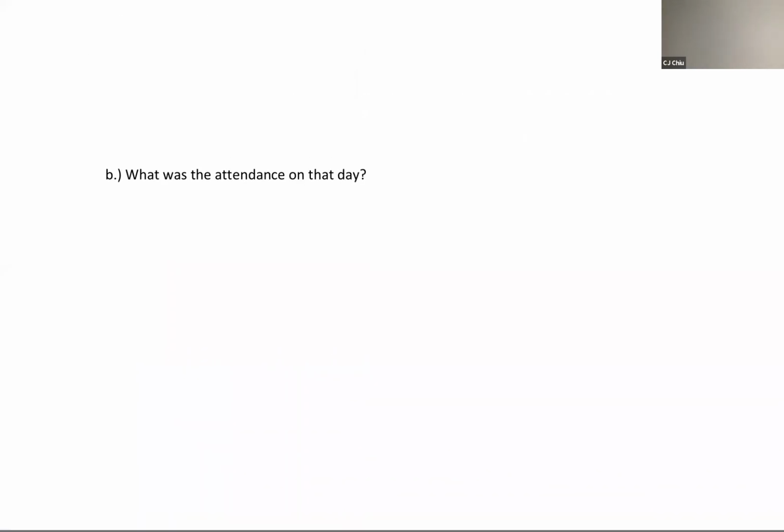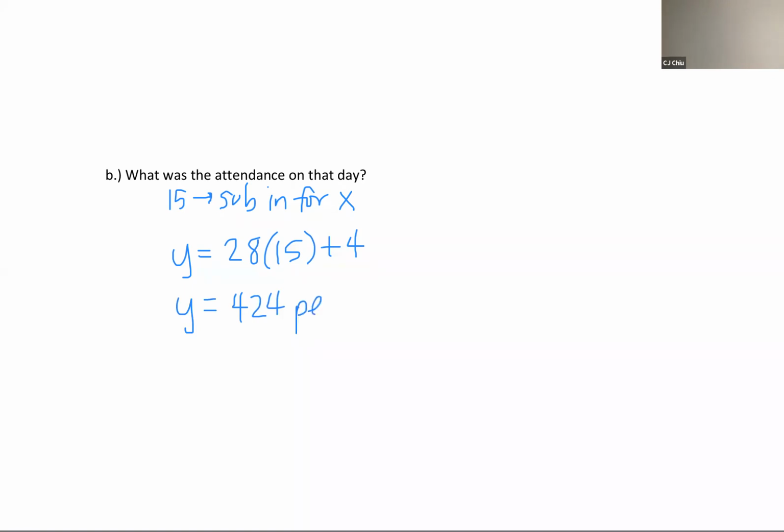And then part B says, what was the attendance on that day? Well, you would take 15 and sub in for x into either equation. Might as well take the easier one. Y equals 28 times 15 plus 4. So now y equals 424 people were at each pool. You can, of course, take the equation for pool B, and it comes out to the same number because it has to. So might as well take the easier one.